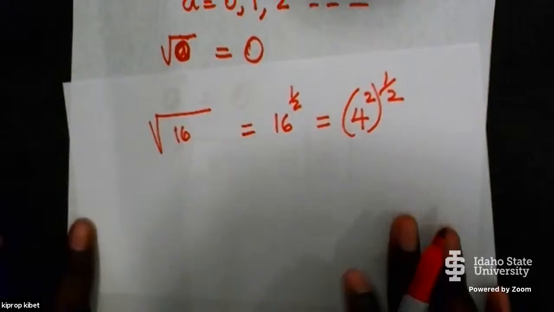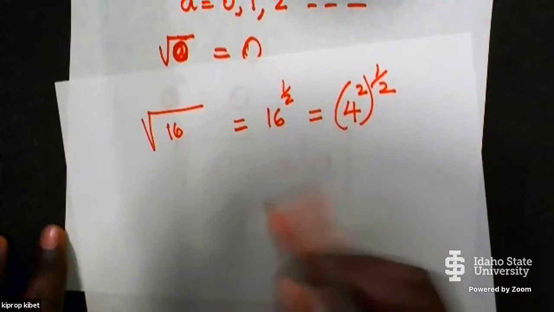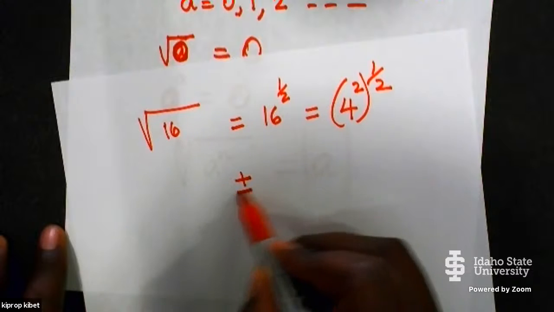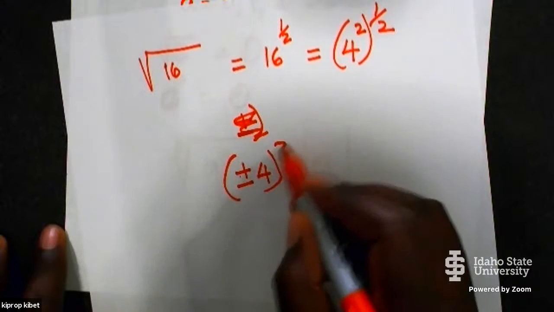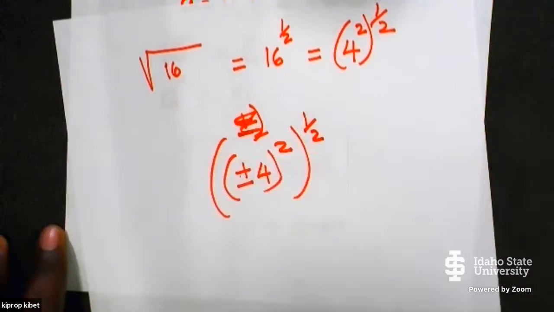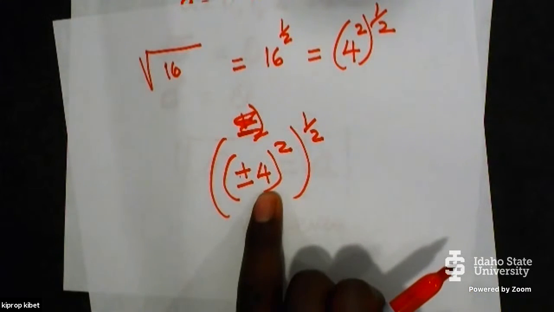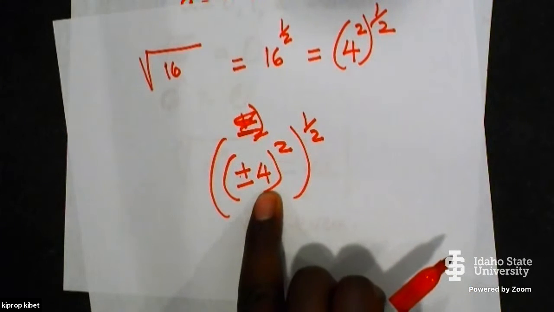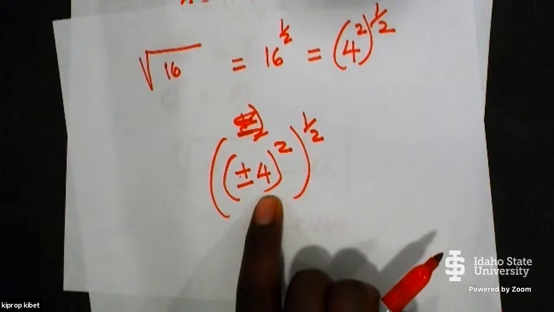Now, this 4 squared, okay? Because this one is squared, this 4 can be plus or minus. So we can still write this one as plus or minus 4. And then you square, and you get the square root there. Because when you square 4, you still get 16, right? So when you square minus 4, you get what? 16, right? Is that true? It is, right?